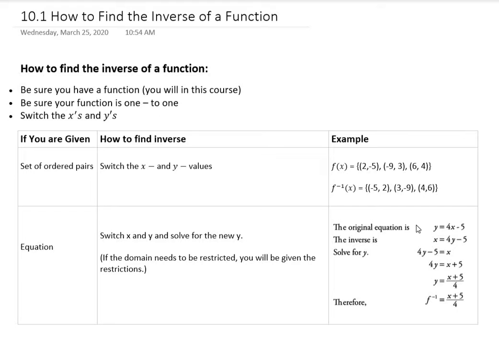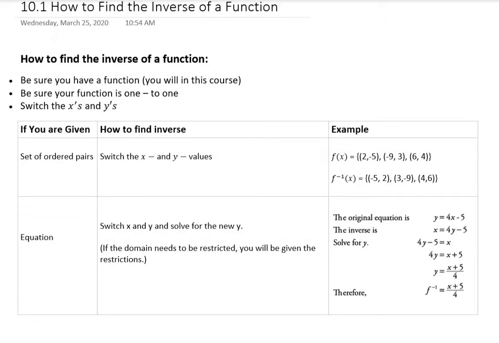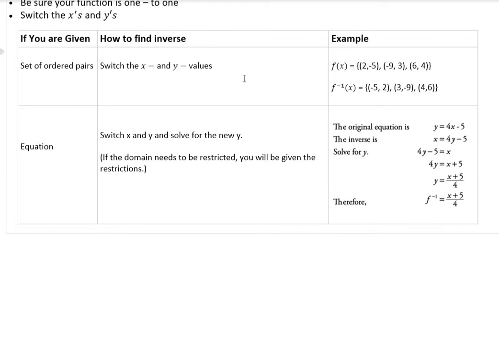And then what you're going to do is you switch your x's and your y's. Now that's very easy if you have a set of ordered pairs. And you can see my example here. I am just taking this ordered pair 2, -5 and switching it around to -5, 2. Right? And then the same thing with my other ordered pairs as well. If I'm given an equation, then I switch my x and y, and then I solve for my new y.